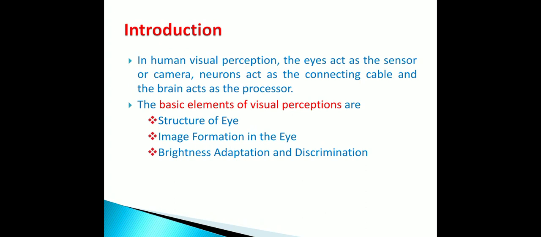Visual perception. In human visual perception, the eye acts as the sensor or camera, neurons act as the connecting cable, and the brain acts as the processor. The basic elements of visual perception are the structure of the eye, which we should know first, image formation, how the images are formed at the eye level, and brightness adaptation and discrimination, which we will see.